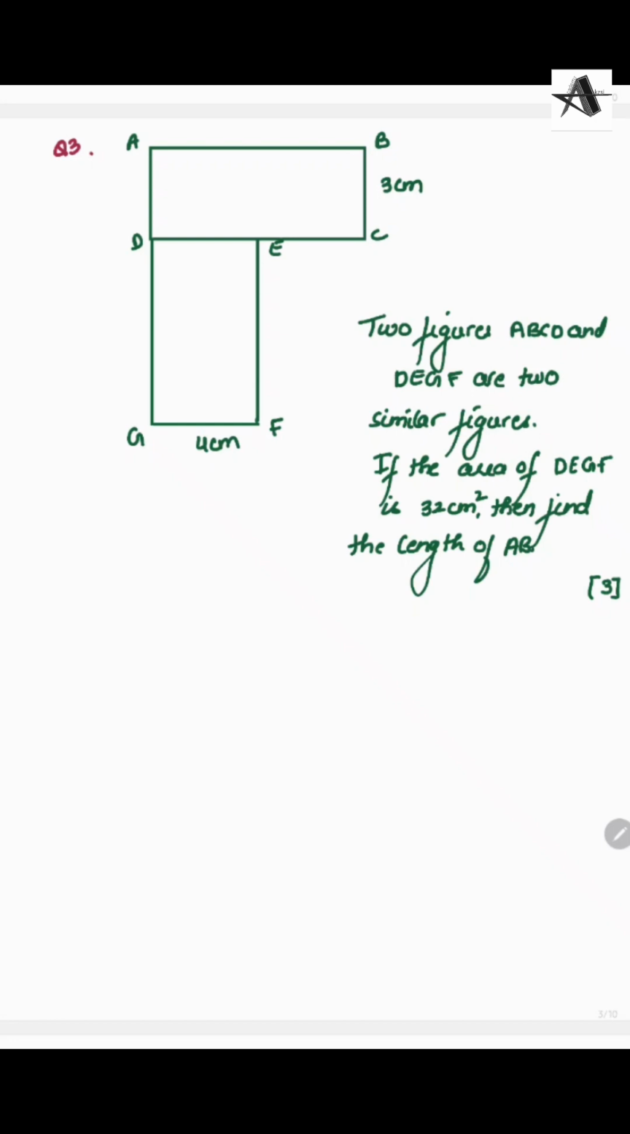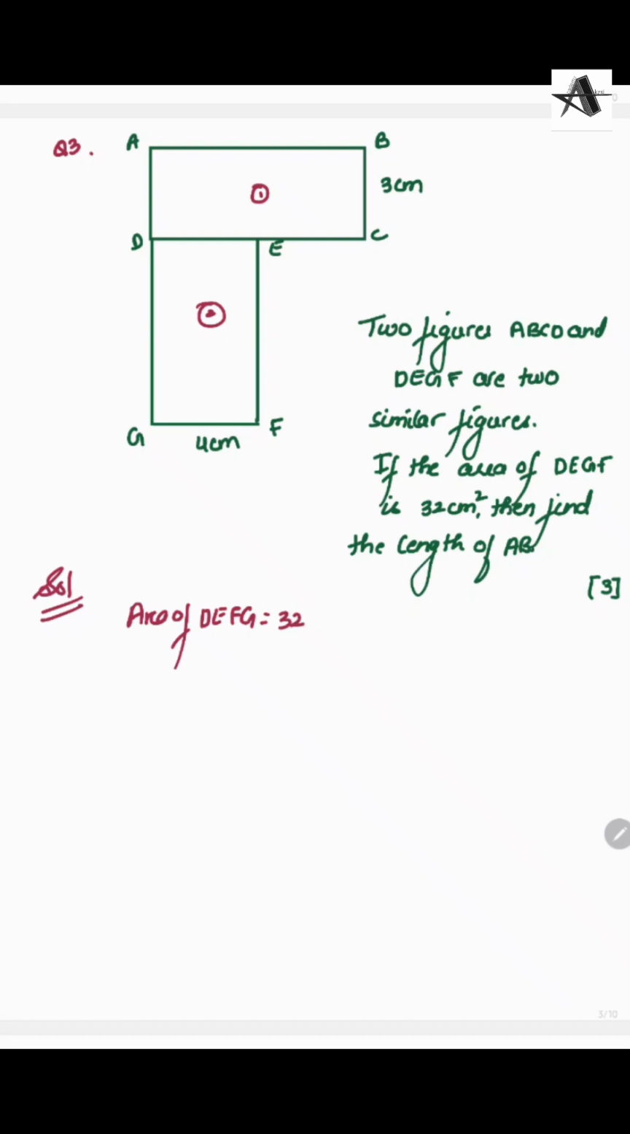Moving on to the next one. Two figures ABCD and DEGF are two similar figures. If the area of DEGF is 32 centimeters squared, then find the length of AB. Now, these two are both similar figures. Now, area of DEFG, only DEFG, is given as 32 centimeters squared.